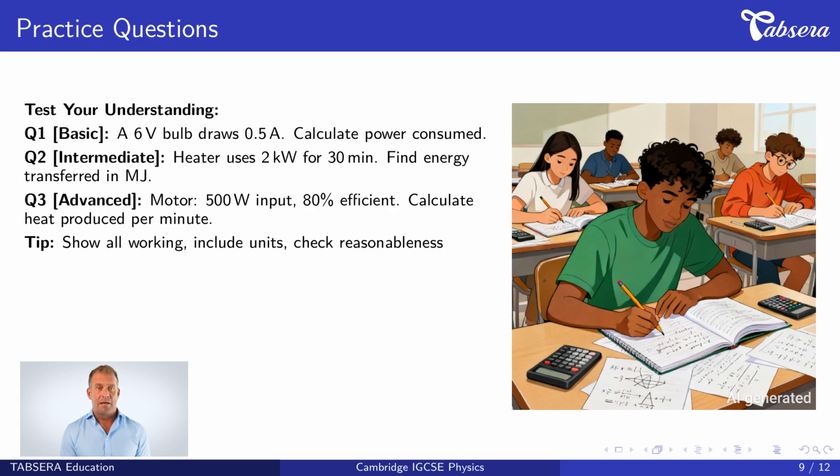Question 2 is intermediate level. It states, a heater uses 2 kilowatts for 30 minutes. Find energy transferred in megajoules. This requires unit conversion and the energy equation.